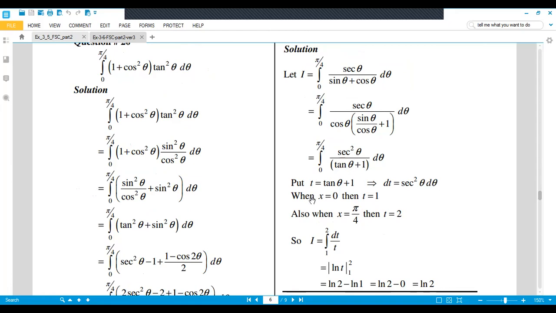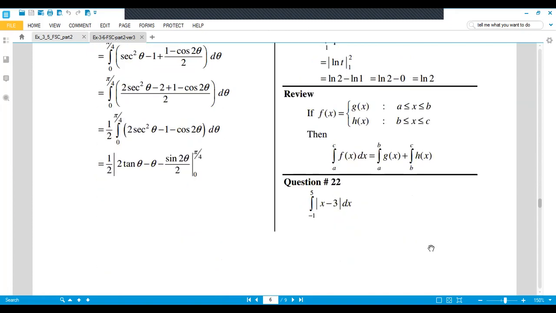So we put the value, and the lower limit is theta equal to 0. When we put theta equal to 0, tangent 0 is 0 and t is equal to 1. When theta is equal to pi over 4, tangent pi over 4 is 1, so t is equal to 2, so 1 over t. Natural log of t from 1 to 2, natural log of 2 minus natural log of 1, so natural log of 2 is the required answer.